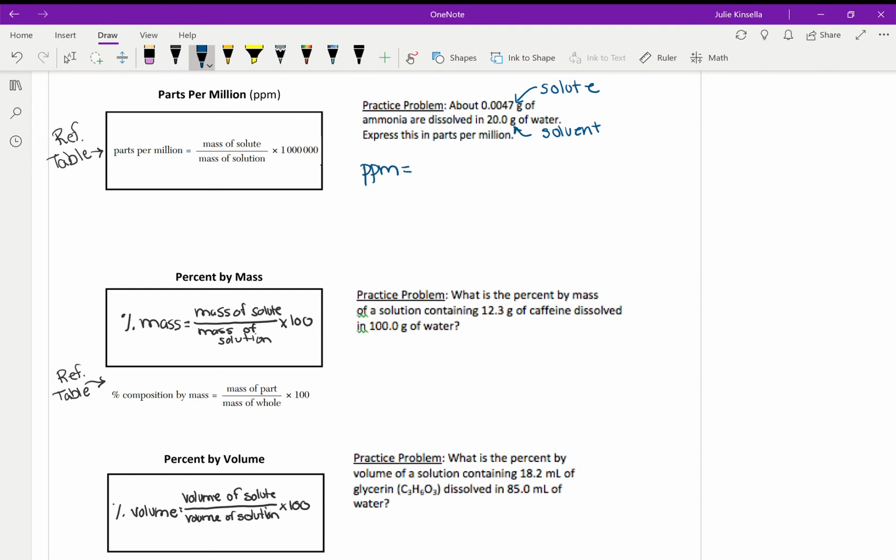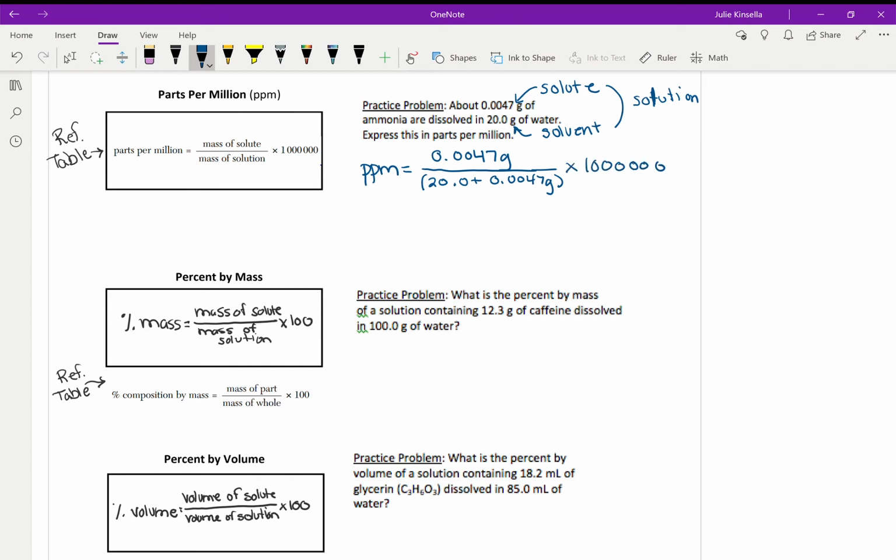We're going to have the mass of our solute, which is 0.0047 grams, over the mass of our solution. With solution, we have to actually add these two together. So on the bottom here, we would have 20.0 plus 0.0047 grams. You could go ahead and add those together, and then we show the times 1 million.